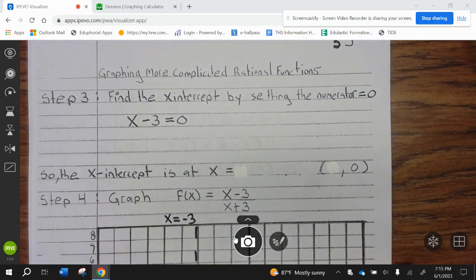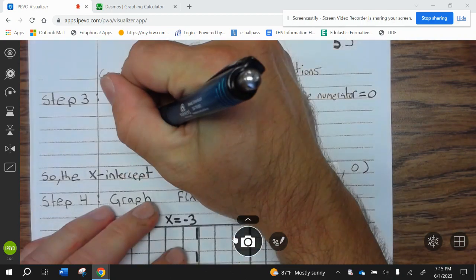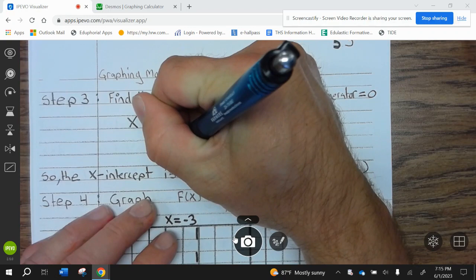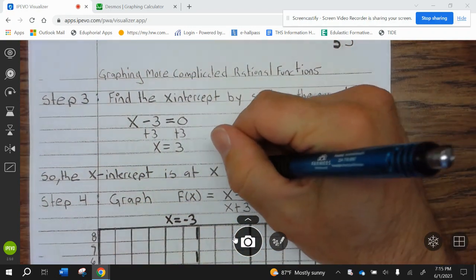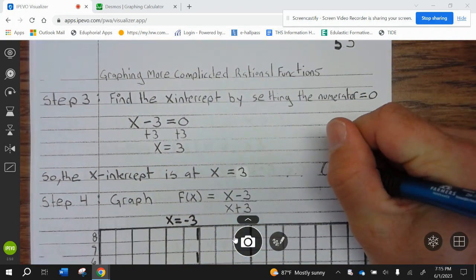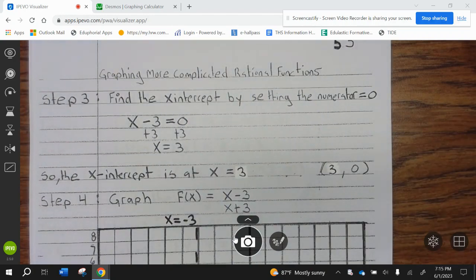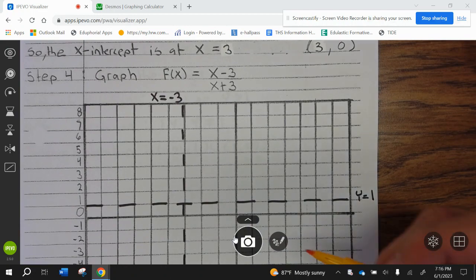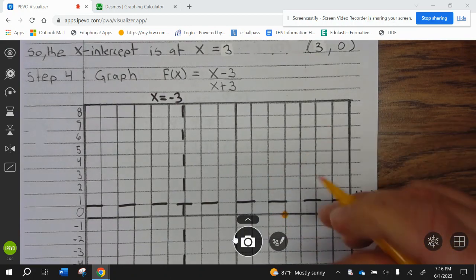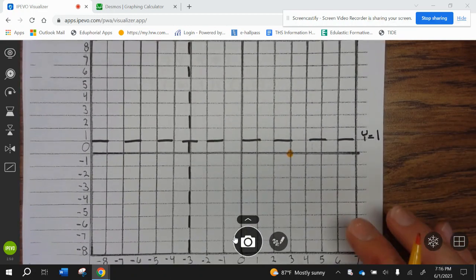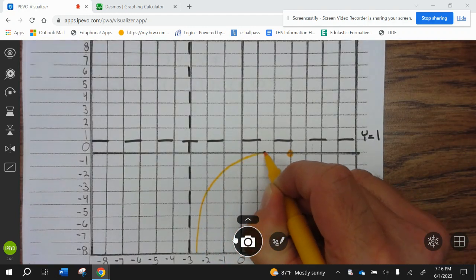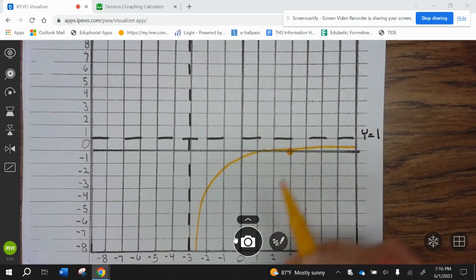Now find the x-intercept by setting the numerator equal to 0. So we set that equal to 0, add 3 to both sides, x equals 3. So the x-intercept is x equals 3, so that's (3, 0). Let's go ahead and graph that point. (3, 0) is right here, and since the point is right there, we know that the curve is right there.